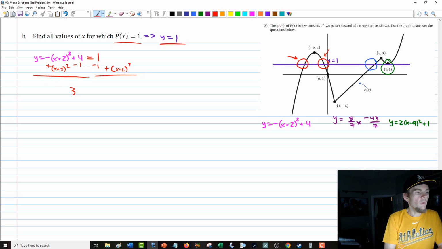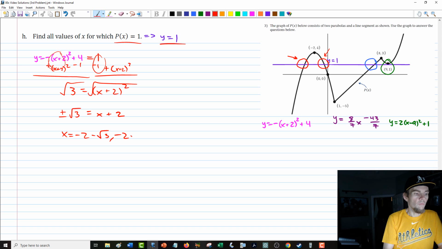So moving that over, we're going to get 3 on the left. On the right, notice all these things zeroing out. That zeroes out. That zeroes out. We literally get 3 equals (x plus 2) squared. And then once again, we can solve some stuff by square rooting. We're going to get plus or minus root 3 equals x plus 2. And then I can subtract 2, and I'll get x equals -2 minus root 3 and -2 plus root 3.